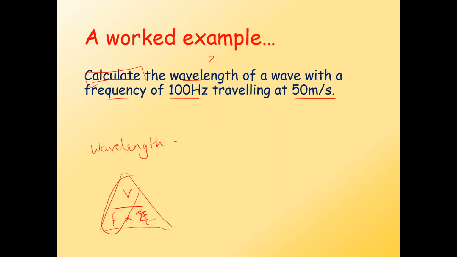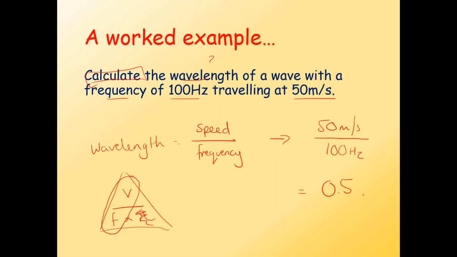And we're left with the speed divided by the frequency. Let's substitute in the numbers that we have at the top. It told us the speed was 50 meters per second, and it told us the frequency of the wave was 100 Hz. So if we take 50 and divide it by 100, we're left with 0.5, and we're talking about wavelength, so it would be meters. So the wavelength of the wave is 0.5 meters.